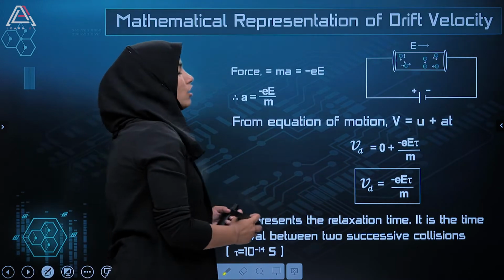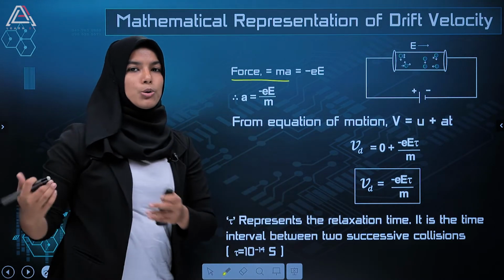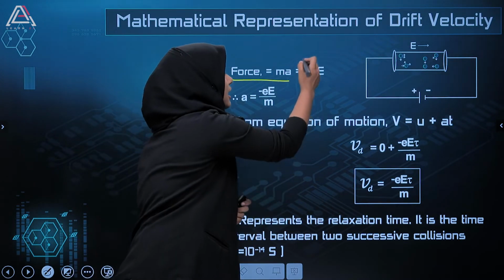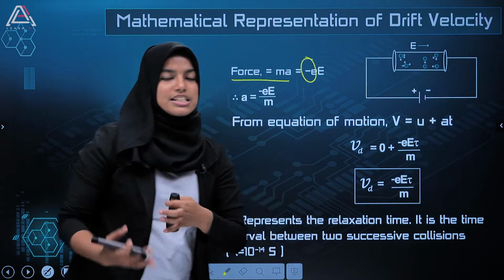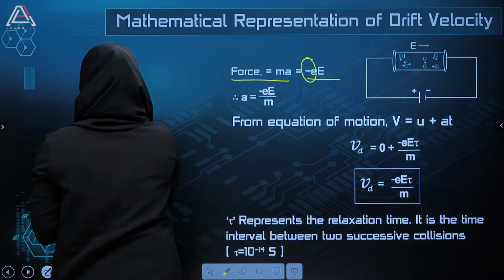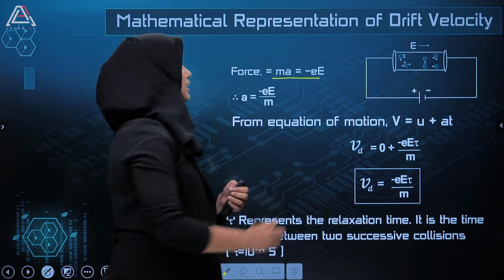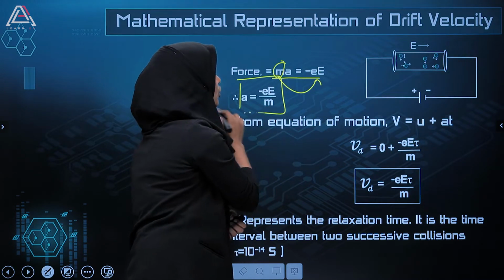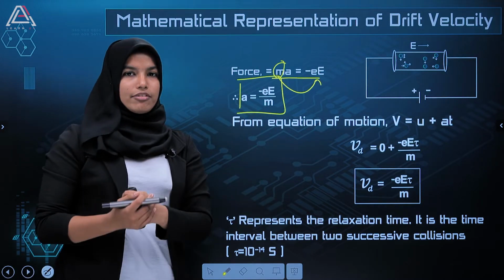From Newton's second law of motion, we know that F is equal to ma, mass into acceleration. In the case of a conductor, the charge on the electron is minus e, and the force it experiences is given by the electric field capital E. So we get ma is equal to minus eE. Now if I take this m here, I can get a is equal to minus small e capital E by m, where capital E is the electric field.